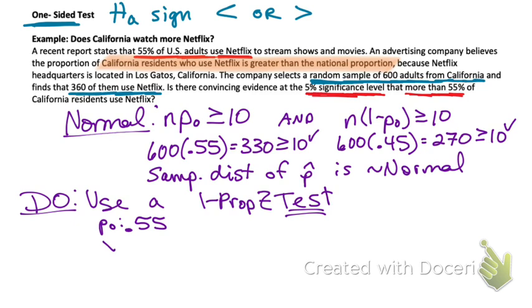0.55. And now, for the first time, we're going to use the sample data. What is the number of successes in the sample? AKA, what is the number of California residents that use Netflix in the sample? 360. Sample size? 600. Because it said in the problem that 360 of our sample. Now, we need our proportion to be the greater than p naught selection. Make sure you go to that one.